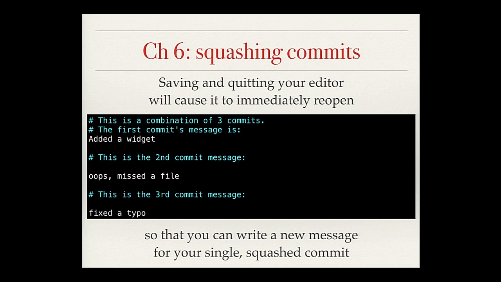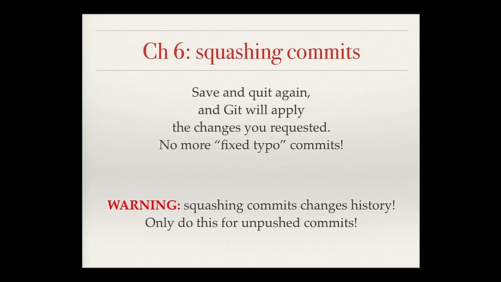And then you're going to save and quit your editor, and it's going to immediately reopen asking you for a new commit message. And it's going to provide you with the commit messages from the last few commits that you were squashing together that you can use as a template. But you can put in whatever you want. So you put together your commit message, you save and quit, and then Git will apply the changes that you requested, it'll squash those commits together, and everything will be great. And as a reminder, doing this does change history. Even doing the commit --amend, that changes history as well. So all the previous warnings about doing that apply.